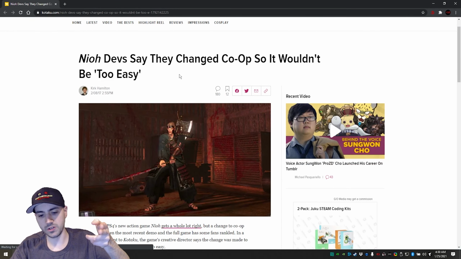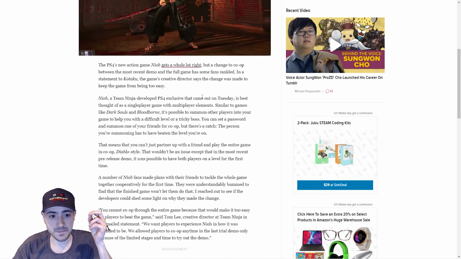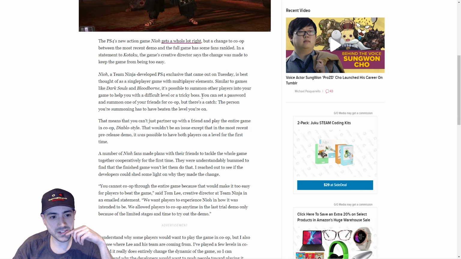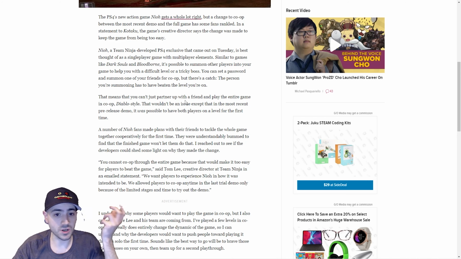So I'm going to pull up this article real quick. Nioh devs say they changed co-op so it wouldn't be too easy. It's possible to summon players into your game to help with a difficult level or boss. You can set a password to summon one of your friends for co-op, but there's a catch. That person you're summoning has to have beaten the level you're on. This means you can't just partner up with a friend and play the entire game co-op Diablo style.